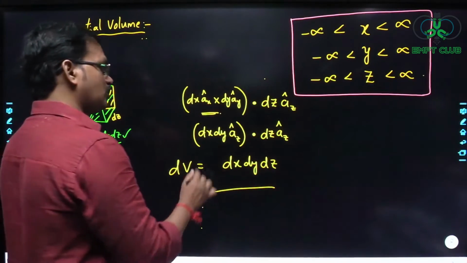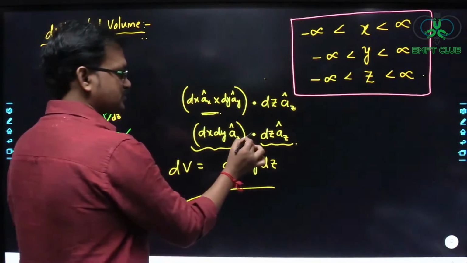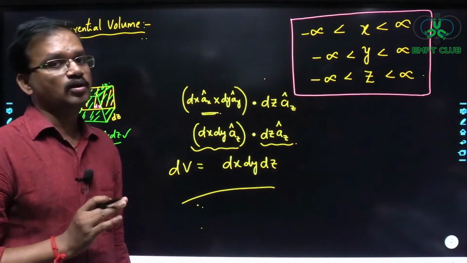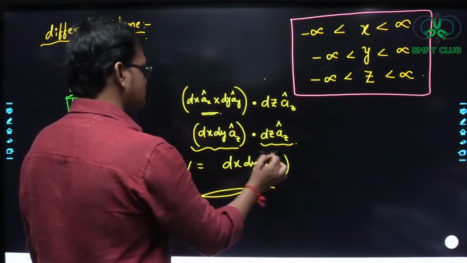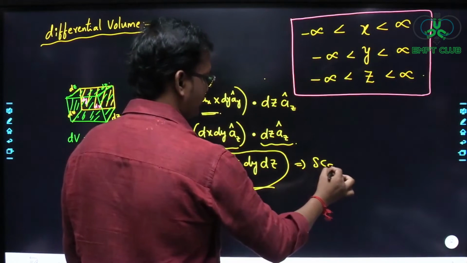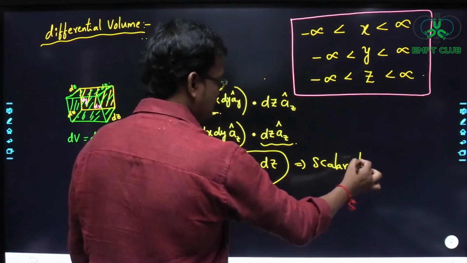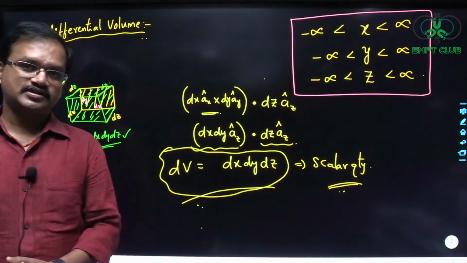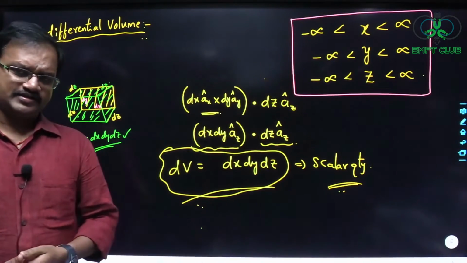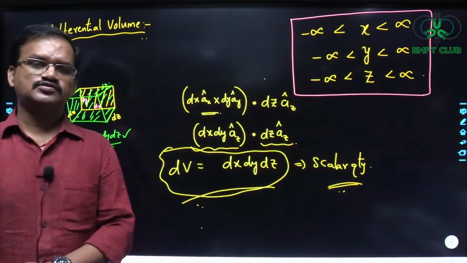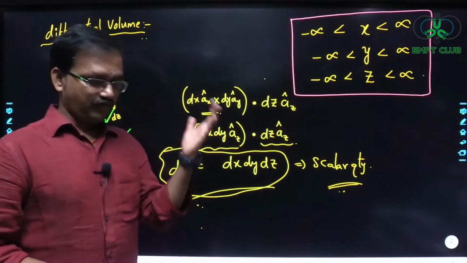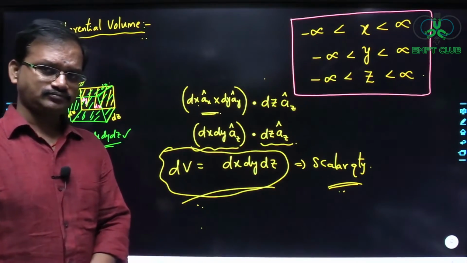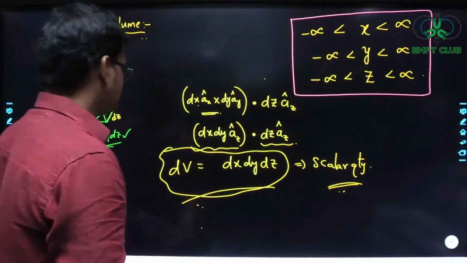And this differential volume is the resultant of what? The resultant of this dot product. And we know that the resultant of a dot product is nothing but a scalar quantity. So the volume is a scalar quantity. This is what we saw while giving the examples for scalar quantities. In the previous lectures, in the first lecture itself, I gave the examples for scalar quantities. There I told that surface area is a vector quantity, whereas volume is a scalar quantity. Understood? So here is the proof.